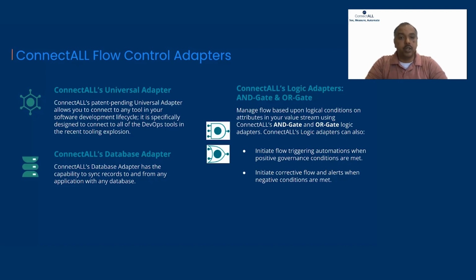Today, our focus would be on ConnectALL's Universal Adapter capabilities. The ConnectALL Universal Adapter is a patent pending adapter that we can use to connect to any tool that you have in your software delivery lifecycle. It is essential to connect to all these DevOps tools because we are seeing a DevOps tooling explosion in the last 10 years. Any value stream management platform that does not have the capability to rapidly connect to these tools is definitely going to fall behind.